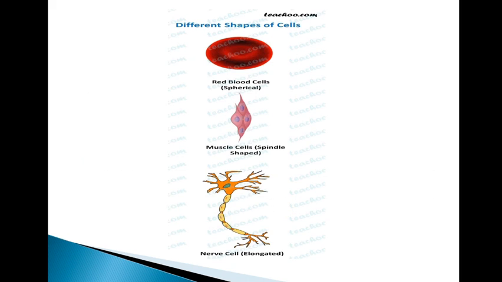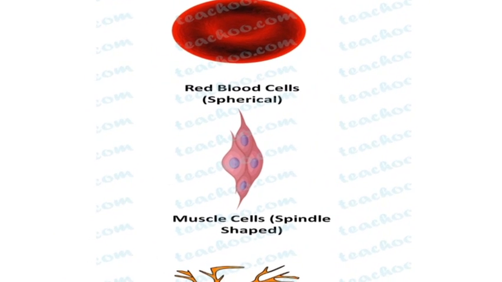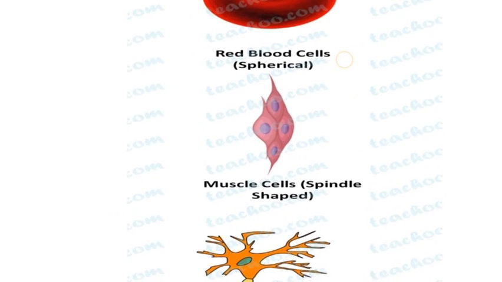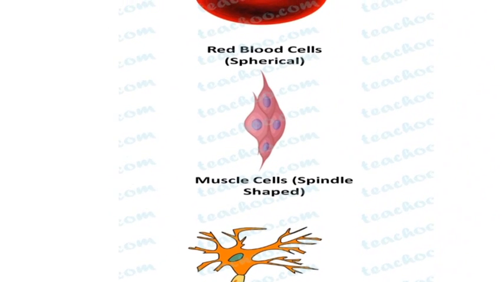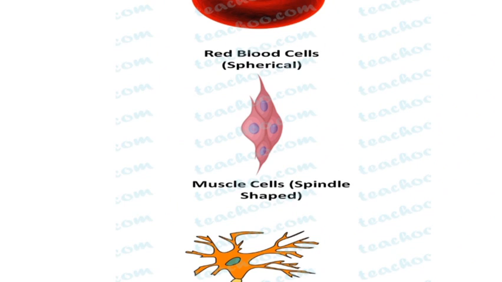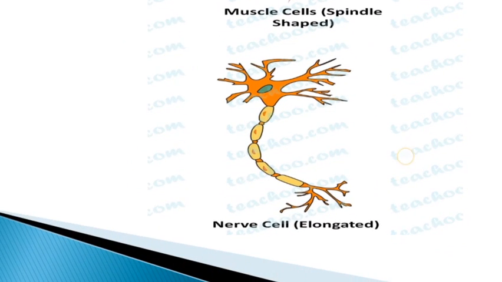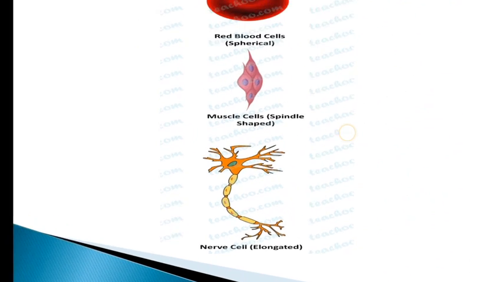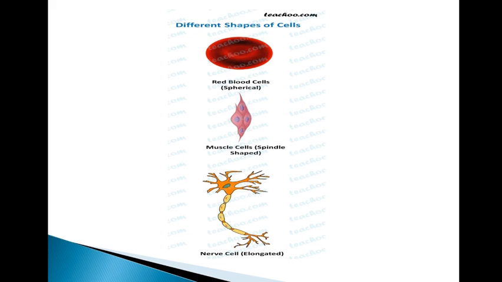These are some of the shapes of cells. Just look at this: the spherical shape, for example, red blood cells. Coming to the spindle shape, just look at the pointed ends, for example, muscle cells. And the elongated and branched shape, for example, nerve cells. So these are a few shapes of cells.